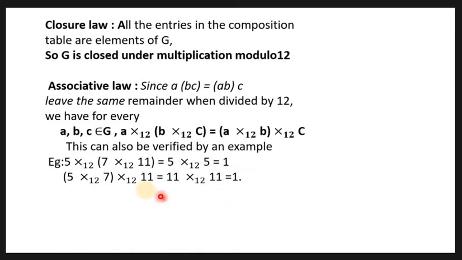So like this we can interchange the brackets and simplify. That is 5 mult mod 12 of (7 mult mod 12 11). First let us simplify inside the bracket. So 5 7s are 35. 35 minus the nearest multiple of 12, which is 24, is 11. Then 11 mult mod 12 11 is 11 11s are 121. 121 minus the nearest multiple of 12, which is 120, is 1. Hence the associative law is satisfied.